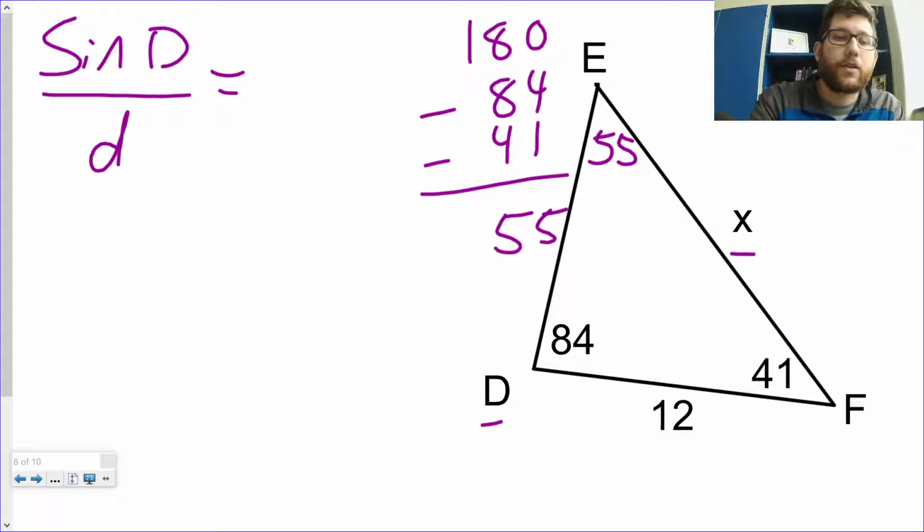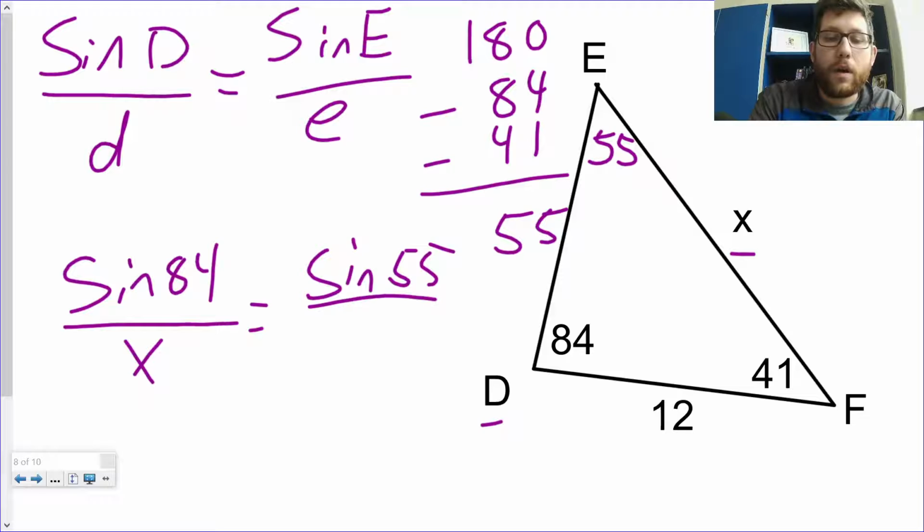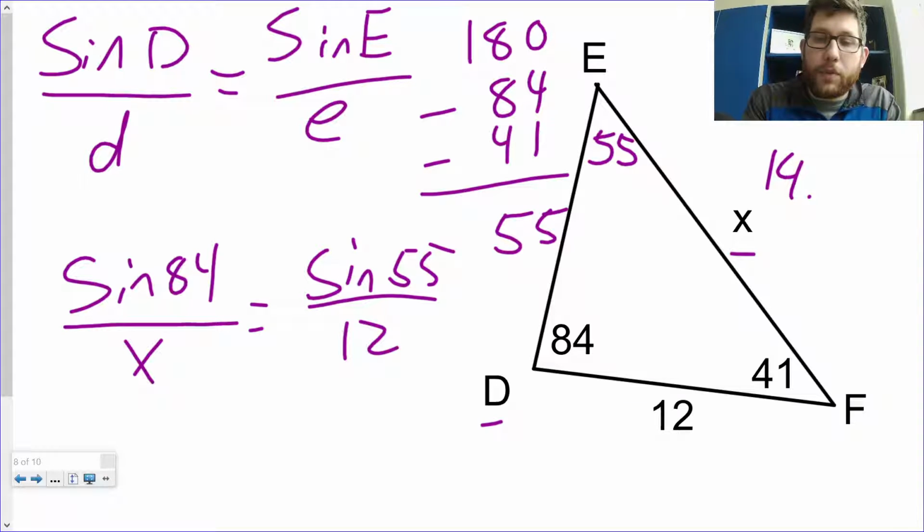So now I have a matching side and angle, so if we're just writing out the formula, sine E all over E. So let's go ahead and plug this in. Sine 84 all over X is equal to sine 55 all over 12. All right, if I cross multiply, I'll let you do that on your paper, but if I plug that in, 12 sine 84 divided by sine 55, I get something like 14.56, or I will round that to 14.6. Now again, let's use triangle inequalities. 55 is less than 84, so I should expect 12 to be less than whatever I solved for. I got 14.6. Thumbs up, that seems reasonable, okay?